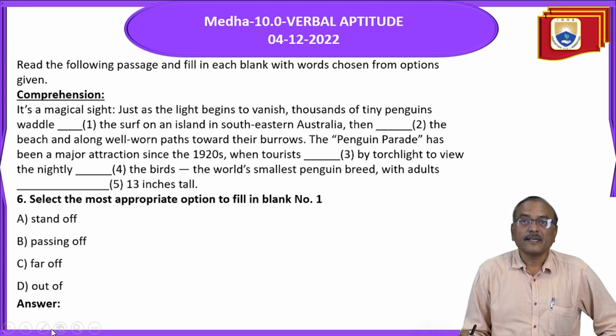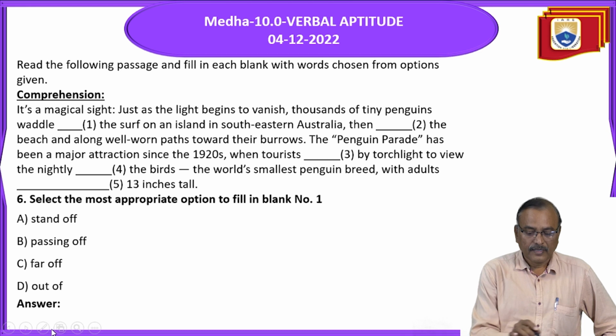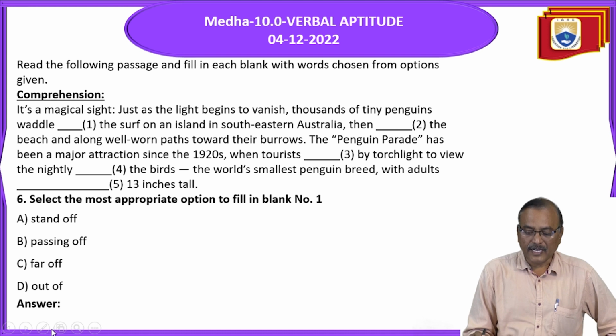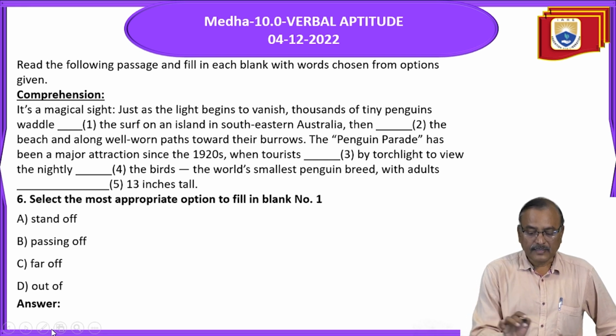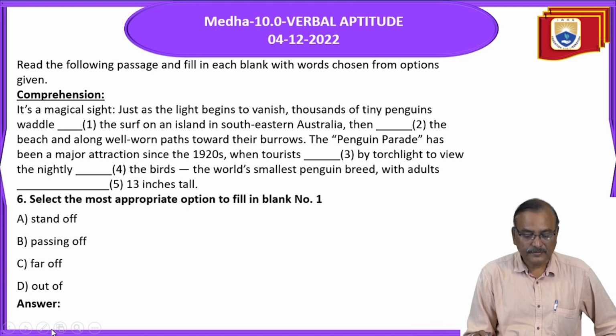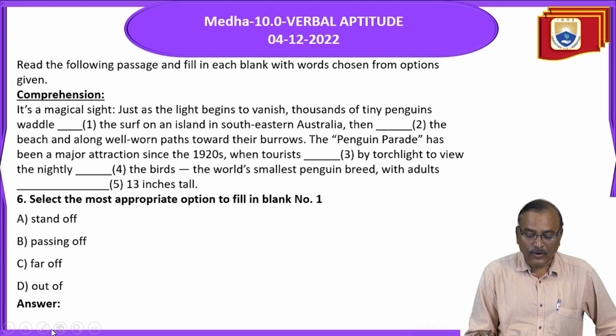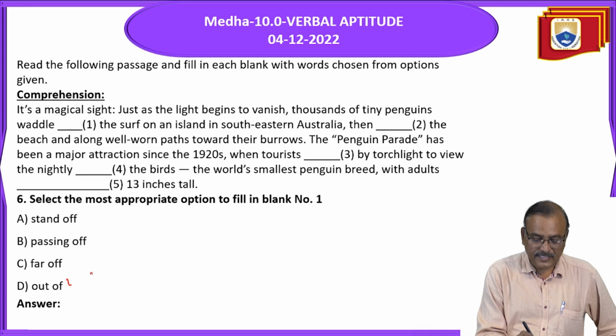Read the following passage and fill in each blank with words chosen from options given. So this is a closed test here. It's a magical sight. Just as the light begins to vanish, thousands of tiny penguins waddle. Okay, select the word for the first blank. Waddle off the surf, far off, out of. Waddle out of the surf on an island in the south. Waddle out of. Option is D. Right? D is the option.